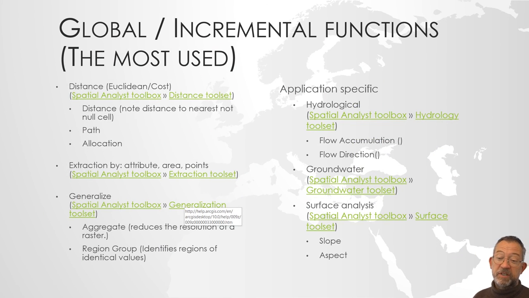We have things about distance, which we've covered in another video. We can do things like extracting objects. We can generalize, so reducing the cell size. We can do what's called a region group, which is sometimes a very useful tool. It identifies all cells of the same value that touch each other.